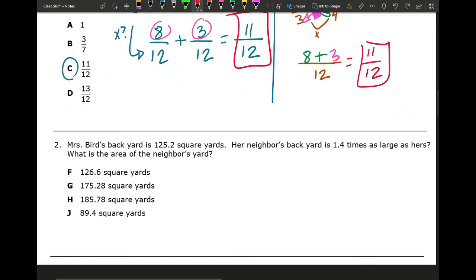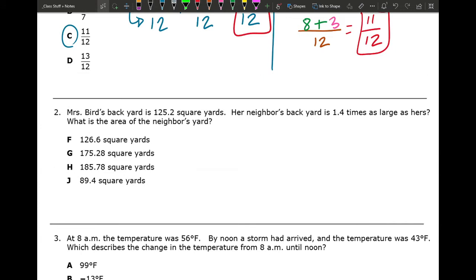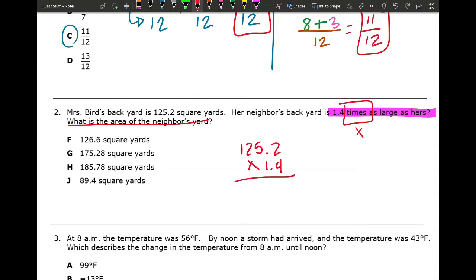Number 2, we have Miss Bird's backyard is 125.2 square yards. Her neighbor's backyard is 1.4 times as large as hers. What is the area of the neighbor's yard? So we have a keyword right here. Times. That means to multiply. So literally, all we have to do is multiply 125.2 times 1.4. We go ahead and multiply, but at the end, we have to remember to move the decimal place.